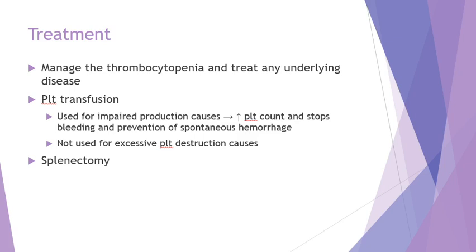So let's talk about the treatment. The treatment's pretty straightforward for this. We're going to manage the thrombocytopenia and treat any underlying disease. So you can go back up to this table and see that if it's medications, we're going to stop the meds. If it's based in infection, then we're going to treat the infection. Chemotherapy, we can delay it or decrease the dose. We could give them a platelet transfusion.